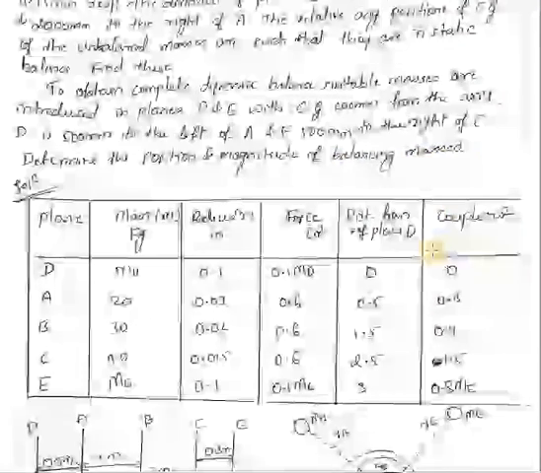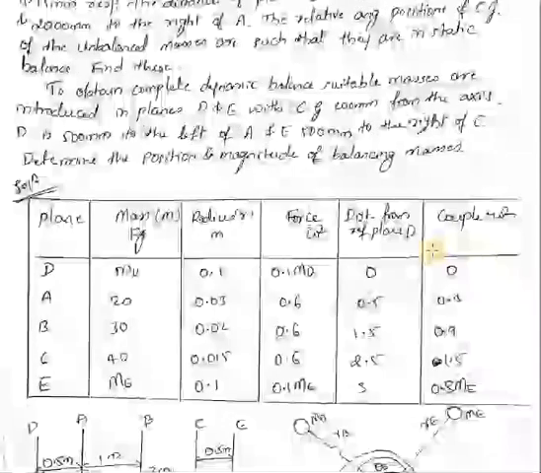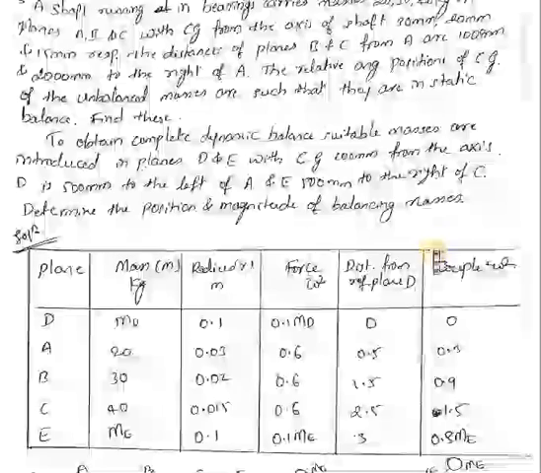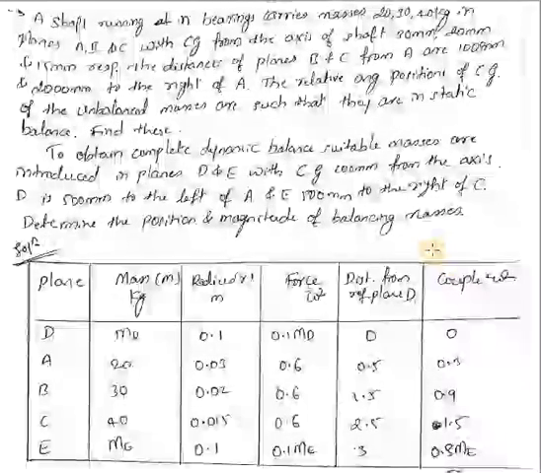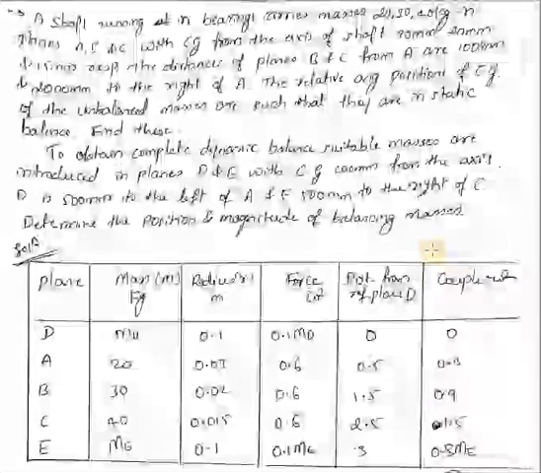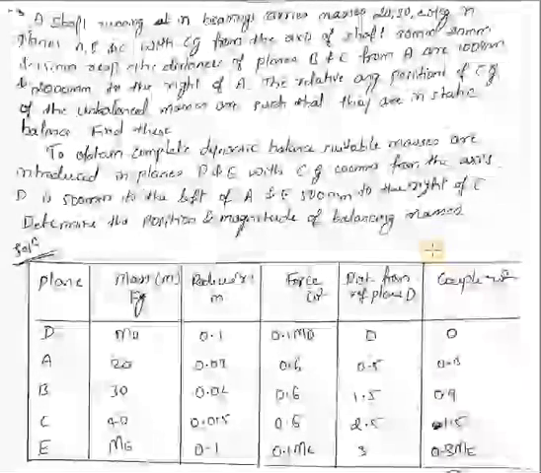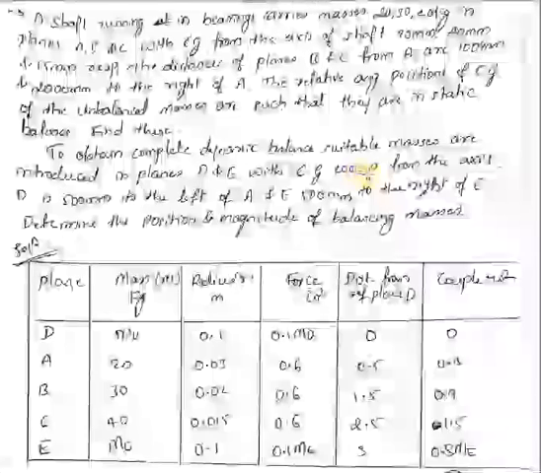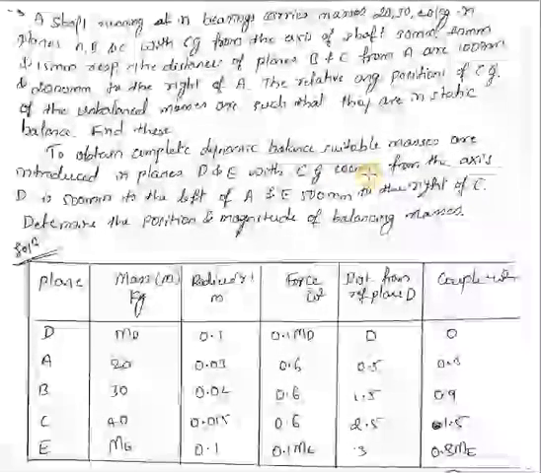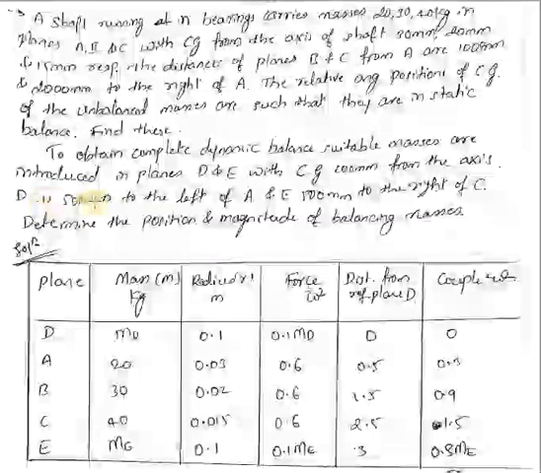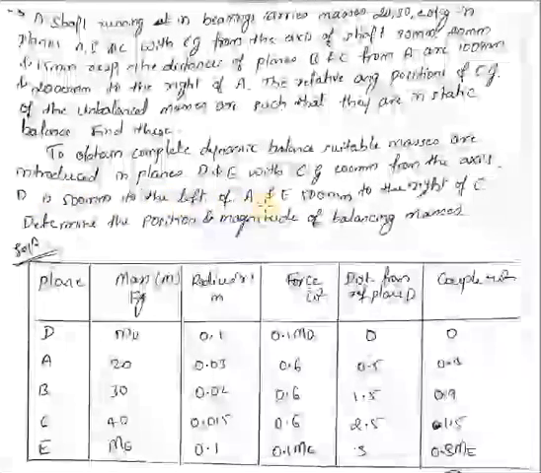So here there are three masses, or three bearings, which are running on a shaft: A, B, C. And for the dynamic balance, he has introduced two planes, that is D and E, and he has given their center of gravity, that is the radius of rotation, as 100. He has given their positions. D is 500 mm to the left of A.